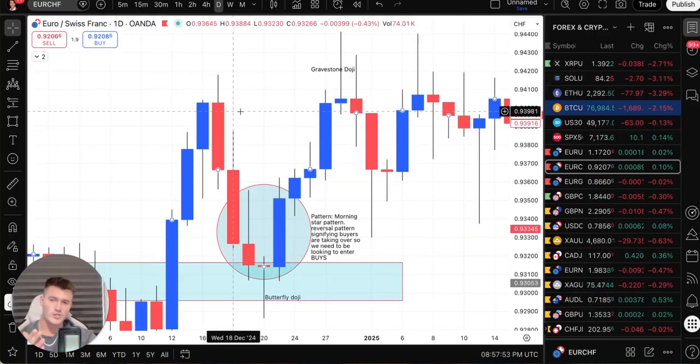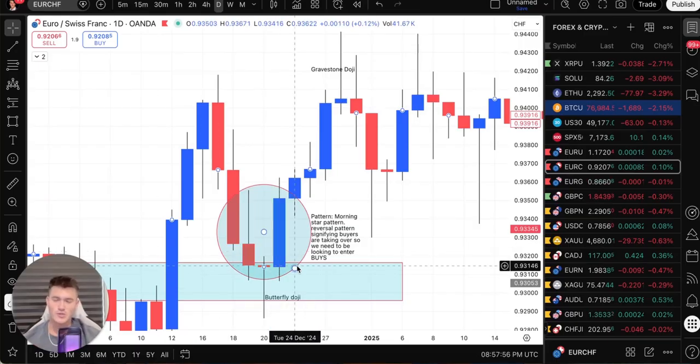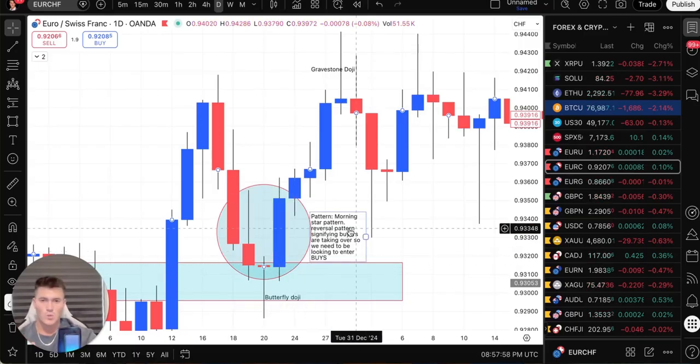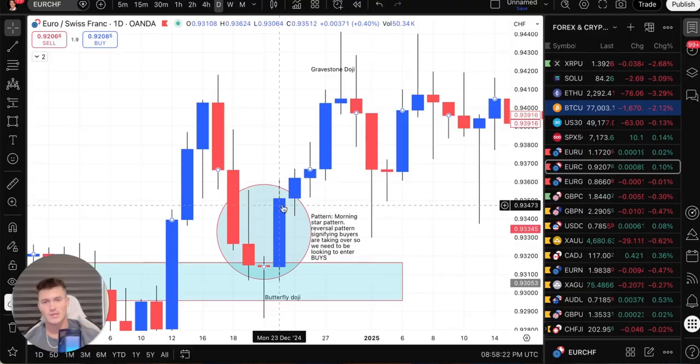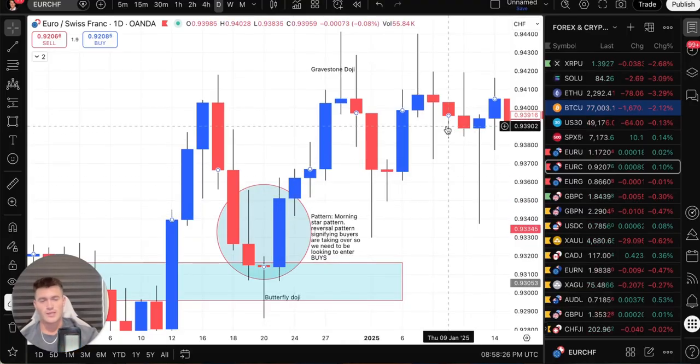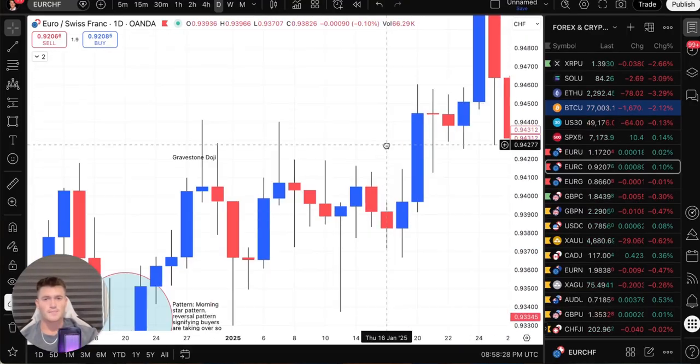We found our morning star pattern right here at an area of interest. That is key. Our morning star pattern is a reversal pattern, signifying that buyers are taking over the market. So we need to start looking for buys, but we have to be above that area of interest. So we get this morning star at an area of interest. When we're above the area of interest, we are now looking for buys. That is a perfect entry setup. So we can enter off of this engulfing here and then continue to see price go to the upside.